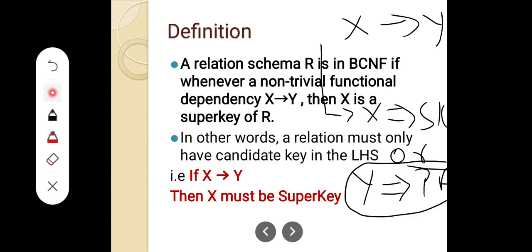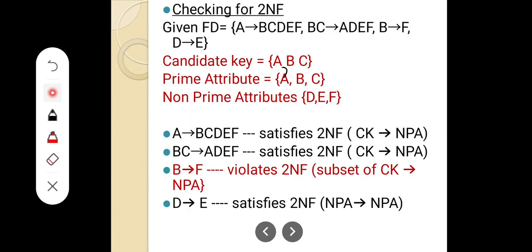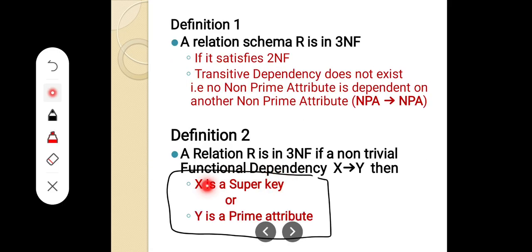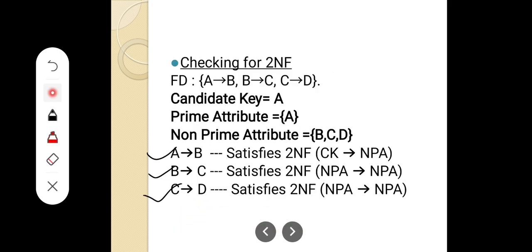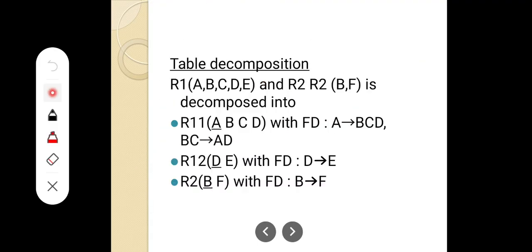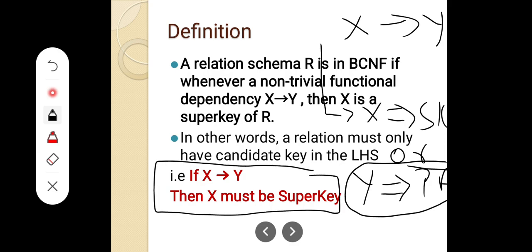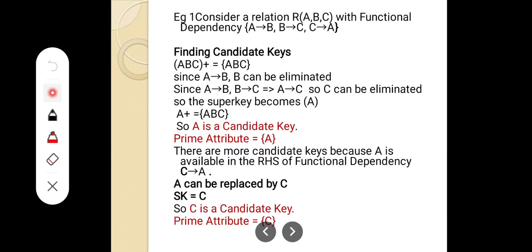In 3NF we saw that X is a super key or Y, the RHS, can be a prime attribute. That is what we saw. X is a super key or Y is a prime attribute. In BCNF this condition is removed. So this is the condition for BCNF: X is a super key. Clear? Now let us check another problem.